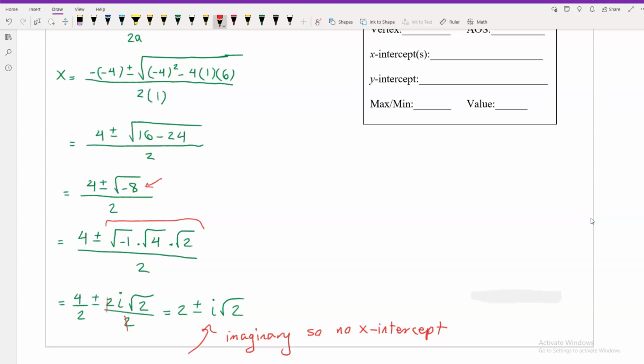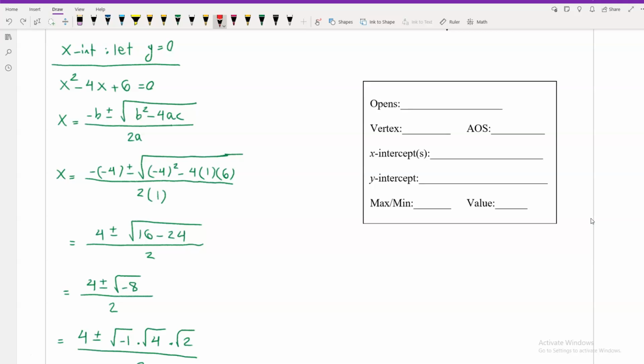This is what we have for x-intercept, but that is imaginary, so we're not able to use that. That's why here I say that there is no x-intercept. So no x-intercept for this one. And then y-intercept.